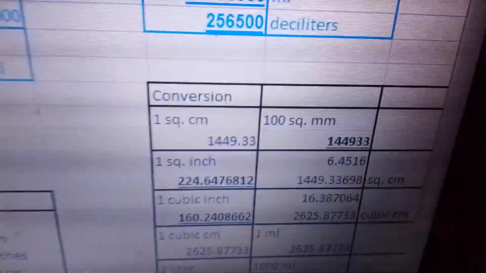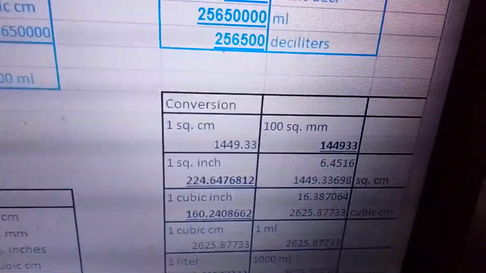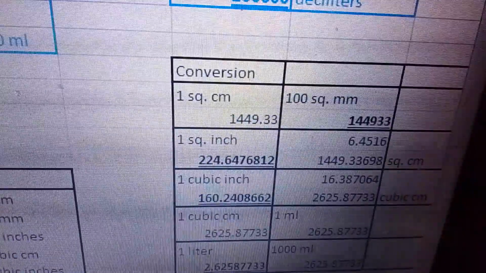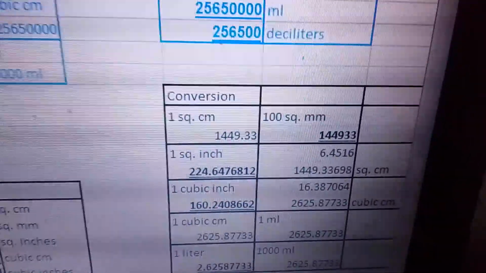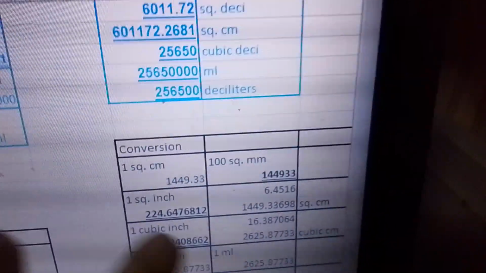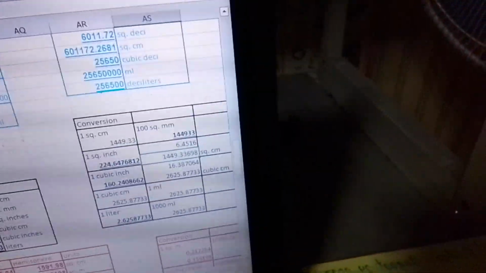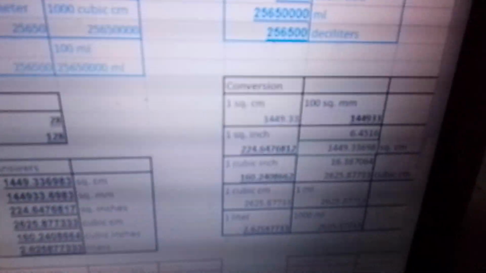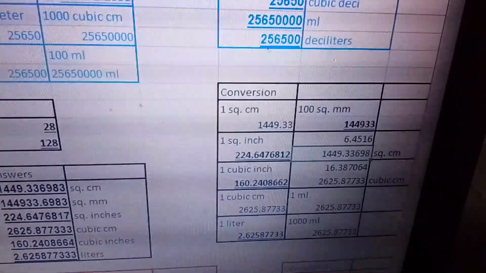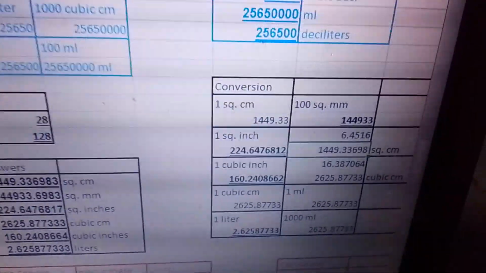We know that 1 inch is 2.54 cm. But squaring that number, ito yung ginawa ko. Square ko to, di ba? So, 2.54 squared. That's supposed to be 6.4516. And then the answer is 1449, which you got there, di ba?